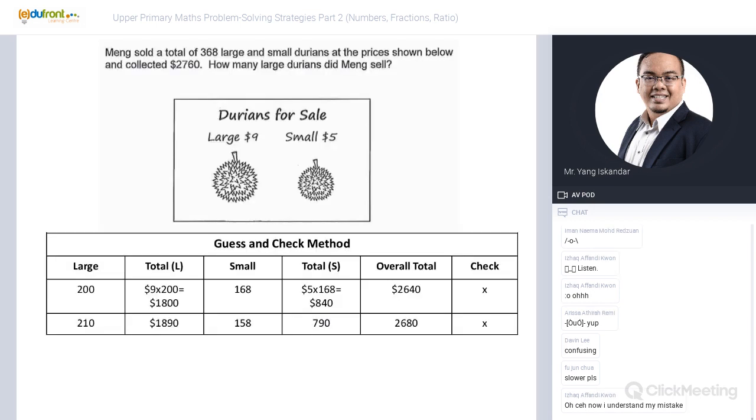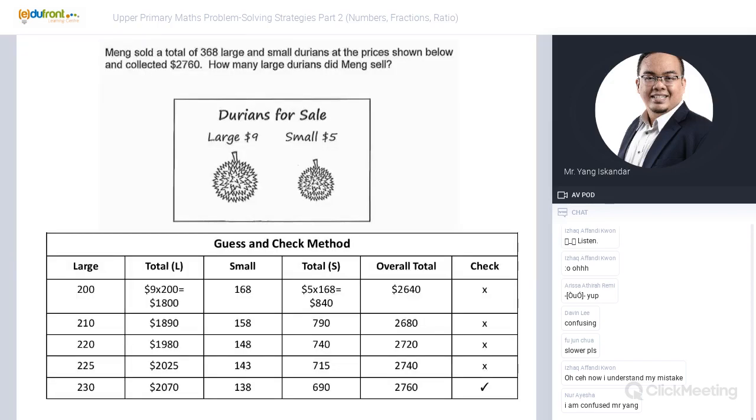And then you're going to try again and again and again. You try 210, also cannot. And then you try and try and try until you get 2,760. And you can see that this is going to be extremely time consuming, okay, and probably when you take 15 minutes, 20 minutes to do this, and by then PSLE over already. Okay, all right, so this method is very confusing and it's very long, very tedious. Okay, so I'm going to teach you a shortcut method using the assumption method.